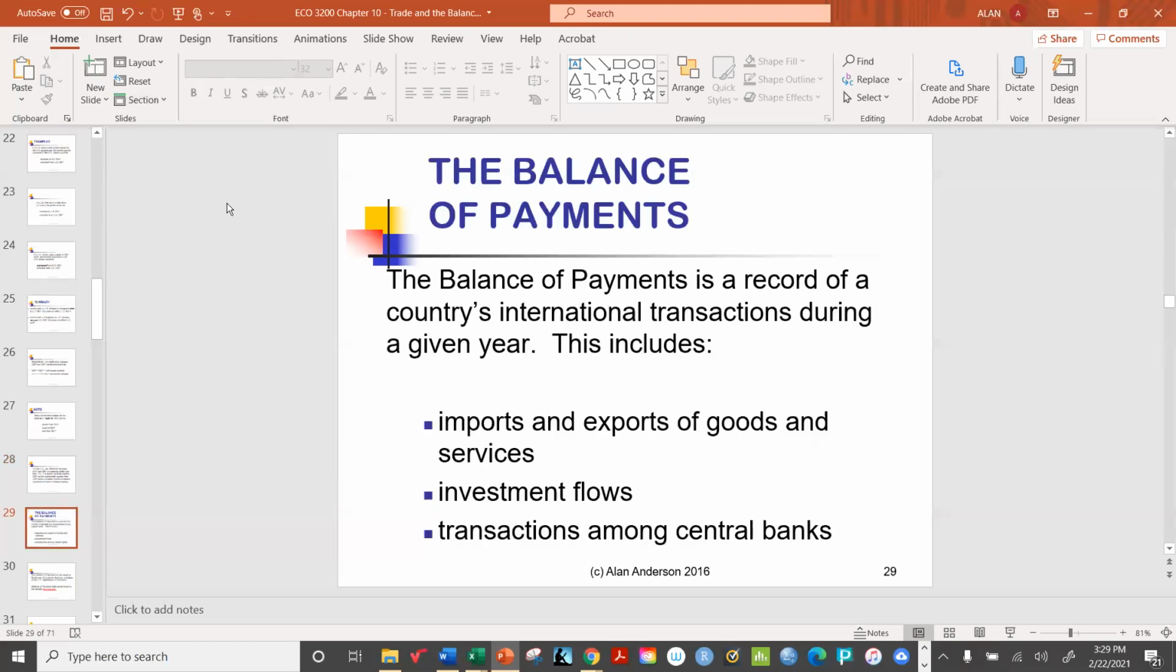So the balance of payments, as we started to discuss already, is that record of these transactions, and it tries to capture what's coming into and out of the country. We have the actual flow of physical goods and services. We have investment flows, which means potentially stocks and bonds or other investments, or also the acquisition of foreign companies, foreign assets, things like that. And then sometimes central banks do make transactions with each other, although it's very rare these days.